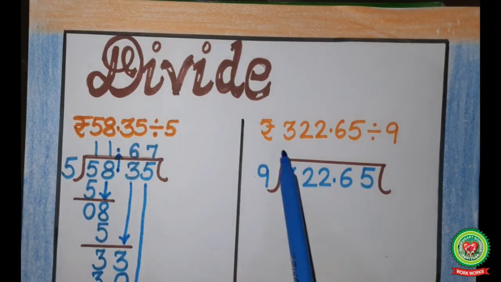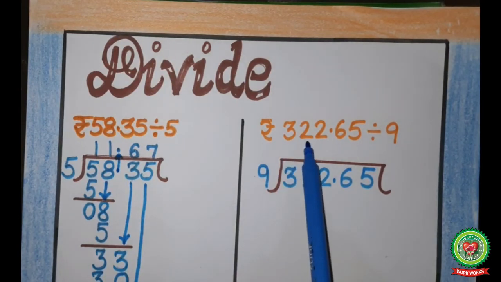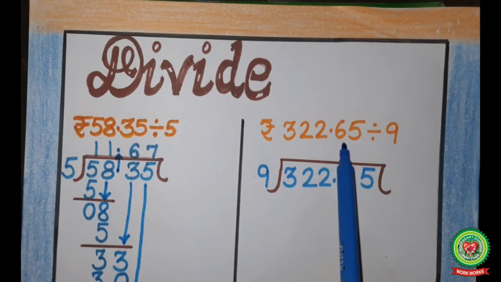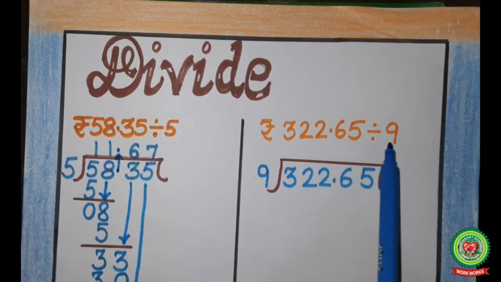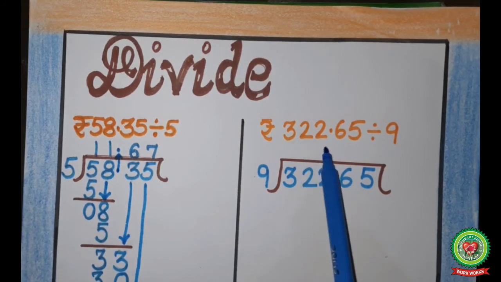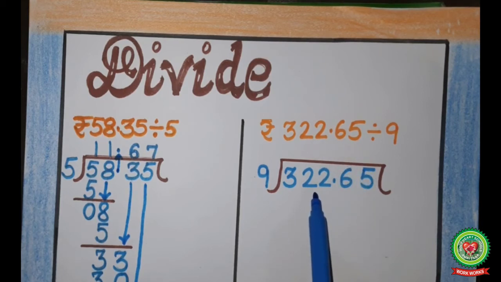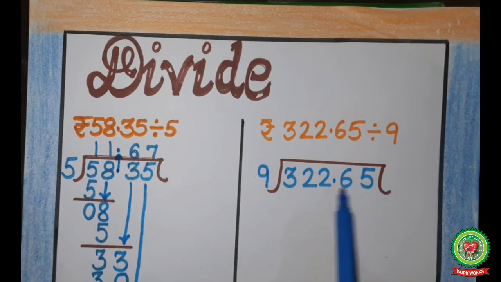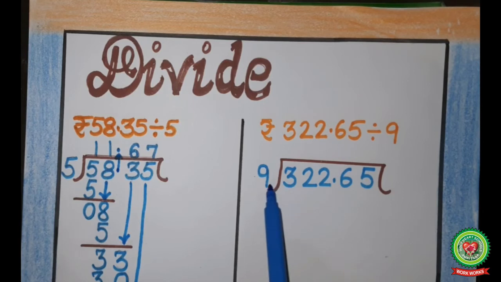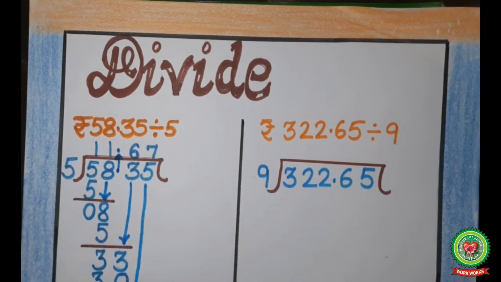Example number 2. Divide 322 rupees and 65 paise by 9. Now students, rupees 322 and 65 paise will become the dividend, so it will come inside the divide sign, and 9 will become the divisor, so it will come outside the divide sign.